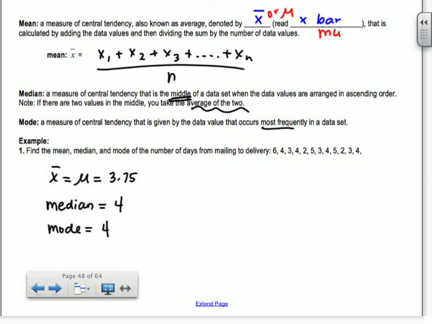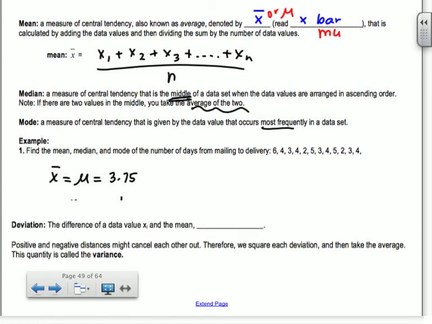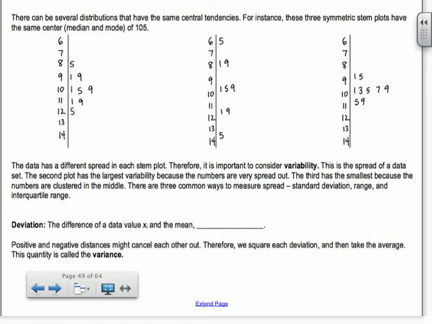So, all right. There can be several distributions that have the same central tendencies. So for instance, these three symmetric stem plots have the same center. So they have the same median and mode of 105. Okay, but notice how they're all three very different. So one has kind of that bell-shaped curve, probably the first one. This one's kind of a skinny bell-shaped curve, so it probably goes up real high and then back down. All right, and then this one's just all over the place. This one you go up. I don't know, something like this. I mean, that's all over the place, right? So it kind of depends.